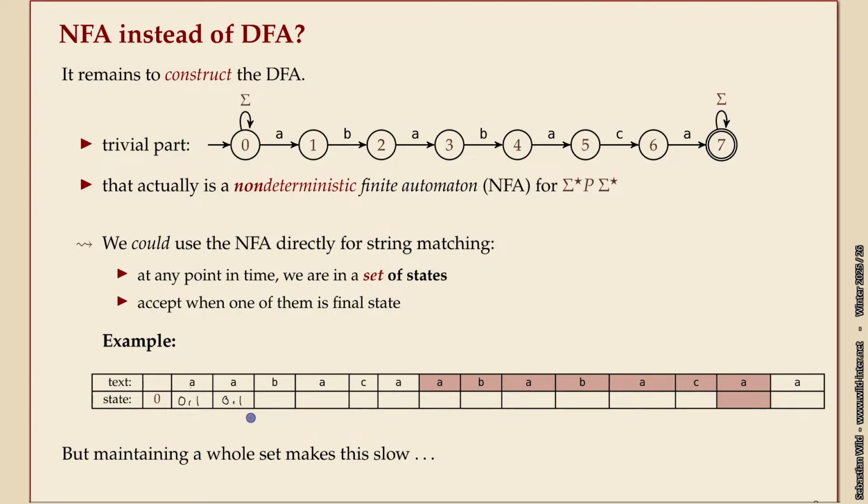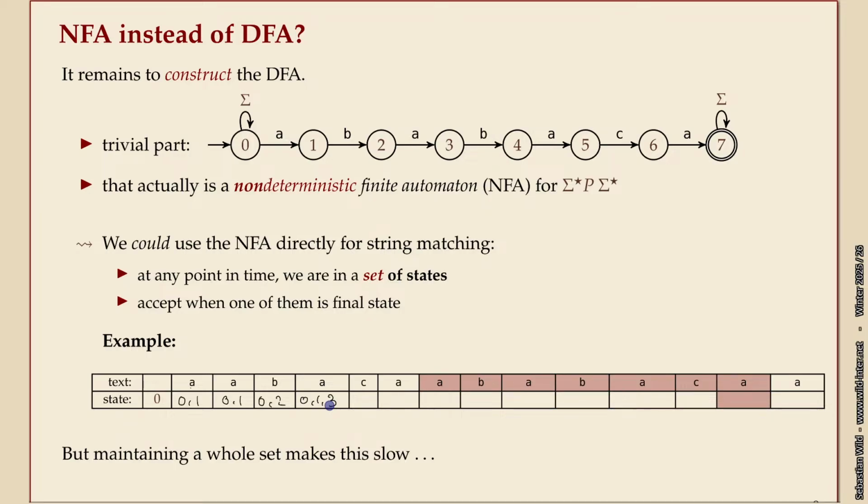If I read a B now, then this state 1 brings me to state 2. But I could have also stayed in state 0 from being in 0. So after this, I'm in states 0 and 2 simultaneously. If from this I read another A, from state 2 I get to 3, and from state 0 I get to either state 0 again or state 1. So now I'm split thrice.